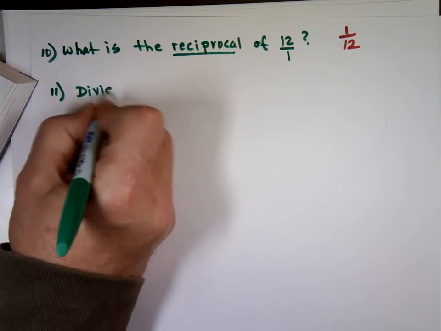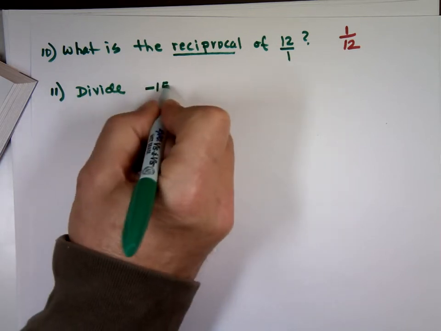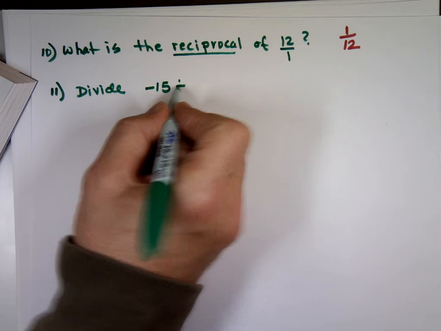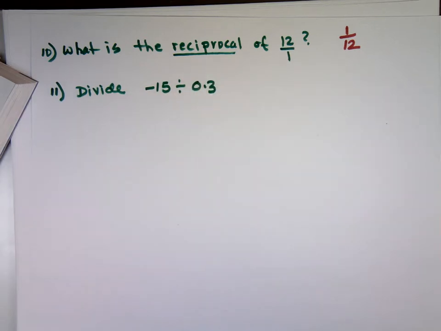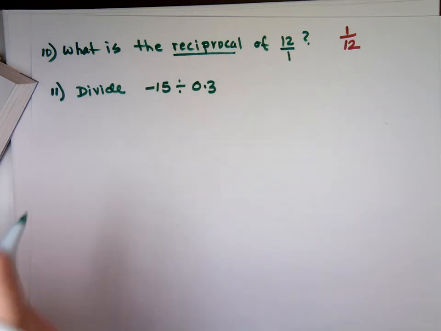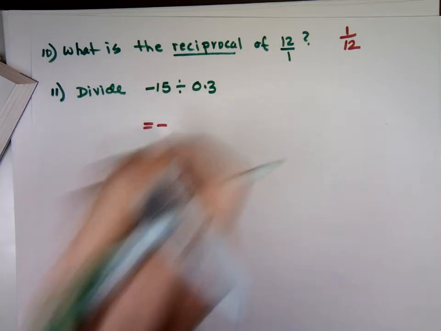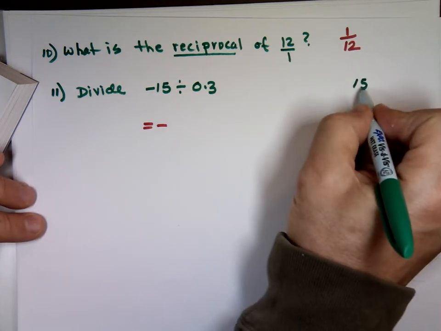Divide negative 15 divided by 0.3. Now, first thing first, is the answer going to be positive or negative? Negative. A negative divided by positive is always a negative, different signs. So we know the answer is going to be negative. Negative what? Let's take the 15 and divide it by 0.3.